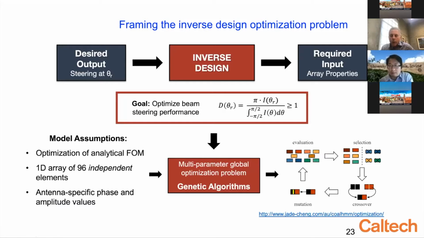We happen to use in this work a genetic algorithm. You could use machine learning, generative adversarial networks, for example. That's another very efficient way of doing this. A number of inverse design optimization algorithms could be used.